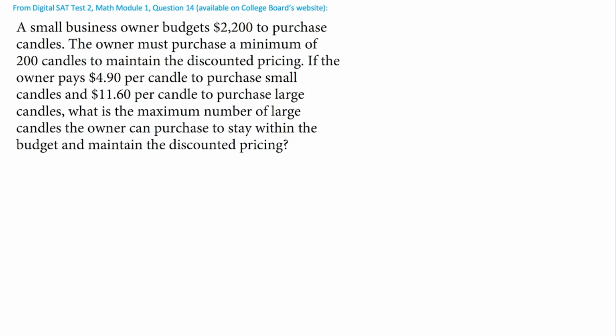And now that we're solving it, let's just go ahead and say x is the number of small candles and y is the number of large candles. So then we're seeing the minimum number of candles is 200. So x plus y has to be something that's greater than or equal to 200, because the minimum is 200. It could be 200 or it could be a greater number than that.